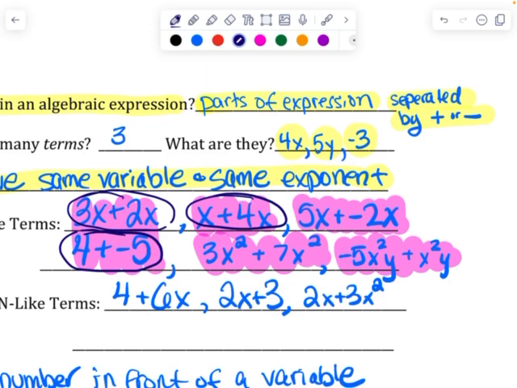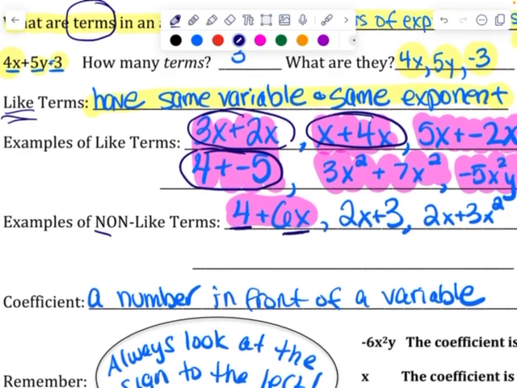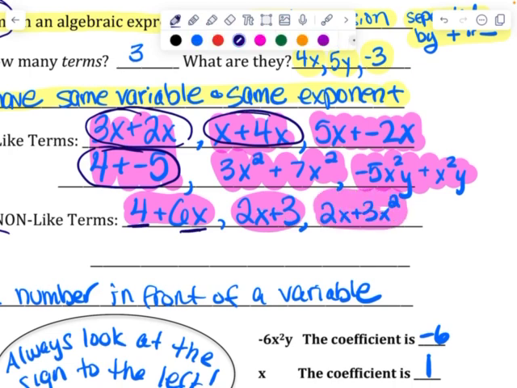Examples of non-like terms. Here's an example here, 4 plus 6x. Well, this term has an x, this one doesn't. They're not the same. They don't have the same variable to the same exponent. 2x plus 3. How about 2x plus 3x squared? Remember, we said same variable to the same exponent. Only the second term has a squared.